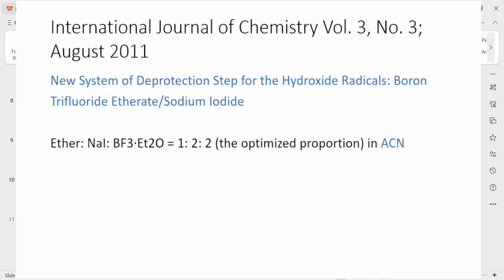And another one is reported in sodium iodide plus BF3 ethylate. The ratios are given as 1:2:2. Ether is 1, sodium iodide is 2, BF3 ethylate is 2 mole equivalents, and this type of reaction is done in acetonitrile and can be optimized if required.